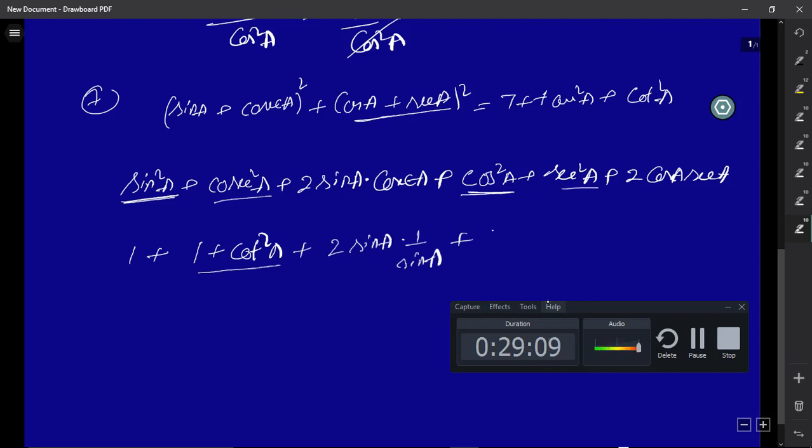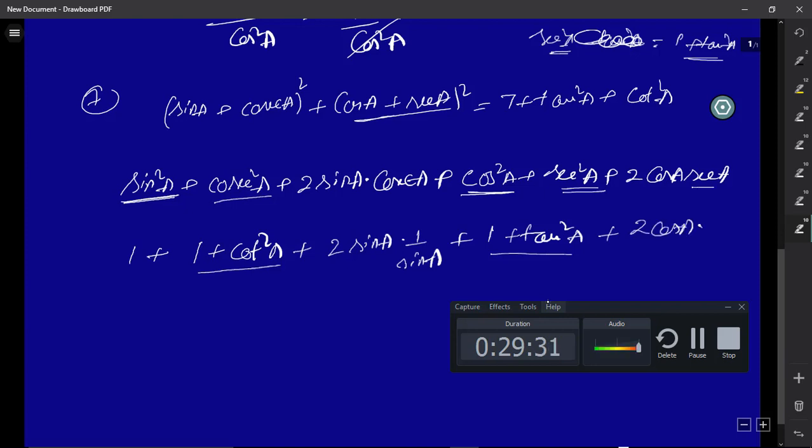Secant square A, I can write it as 1 plus tan square A, because again, use the trigonometric identity. Secant square A minus tan square A is equal to 1. Minus tan square A, if I take it to the right hand side, it becomes plus tan square A. So secant square A is 1 plus tan square A. So in place of secant square A, I am writing 1 plus tan square A plus 2 cos A into secant. Secant A, I can write it as 1 by cos A, because secant is reciprocal of cos, right? This sine gets cancelled, this cos gets cancelled.